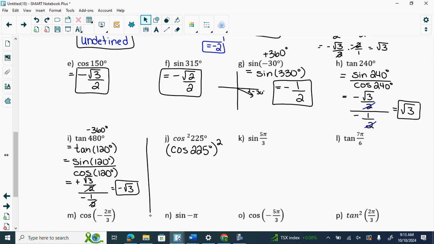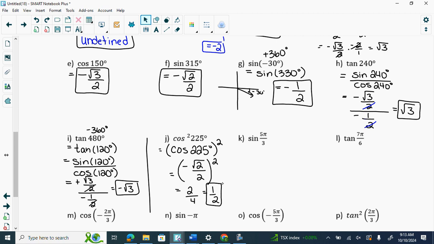Oh, wait. 225. X at 225 is going to be negative. Negative what? Root 2 over 2. And then I'm going to square it. I square a negative, it goes away. I square a square root, it goes away. So I'm left with 2. And then 2 squared is 4, so I get a 1/2.